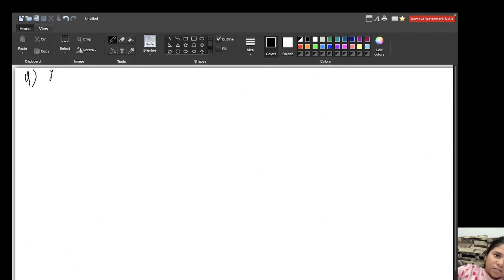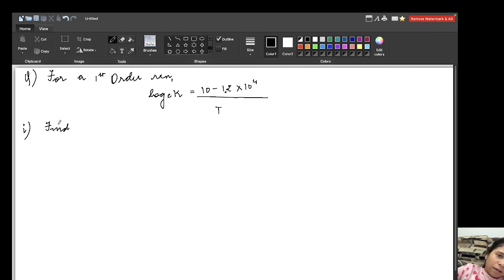The next question is telling us, for a first order reaction, it's already given, okay? It's a first order reaction. The rate constant is given by this: ln k equals 10 minus 1.2 into 10 to the power 4 divided by T. So what do you need to find first? You need to find the temperature at which the half-life is 70 minutes.